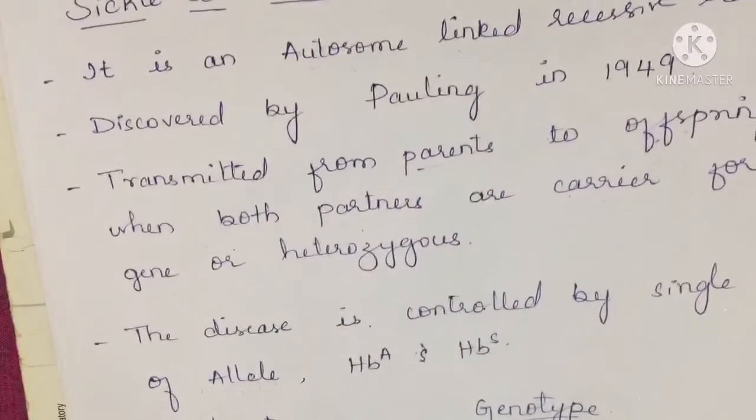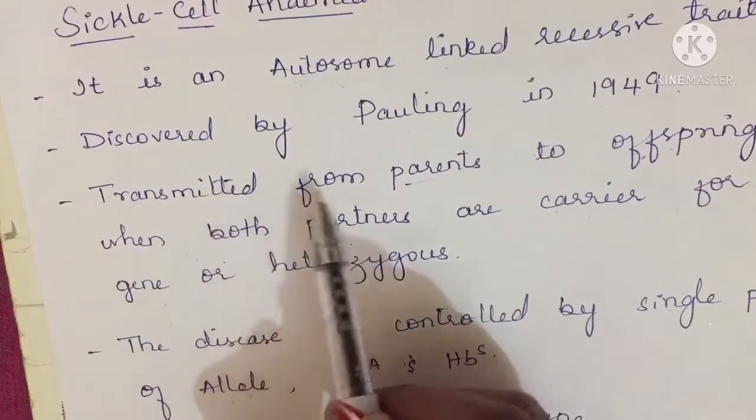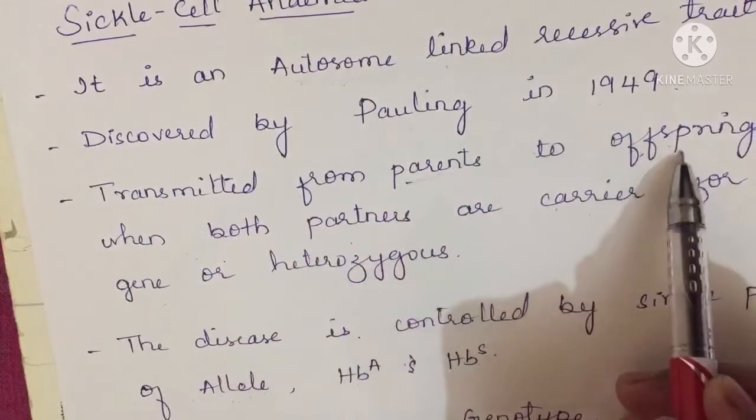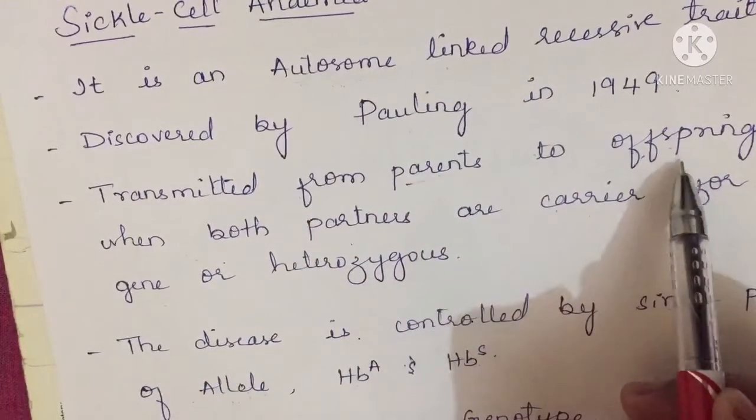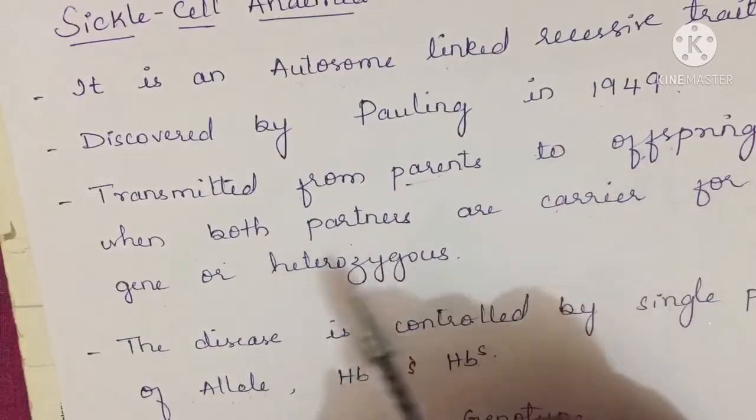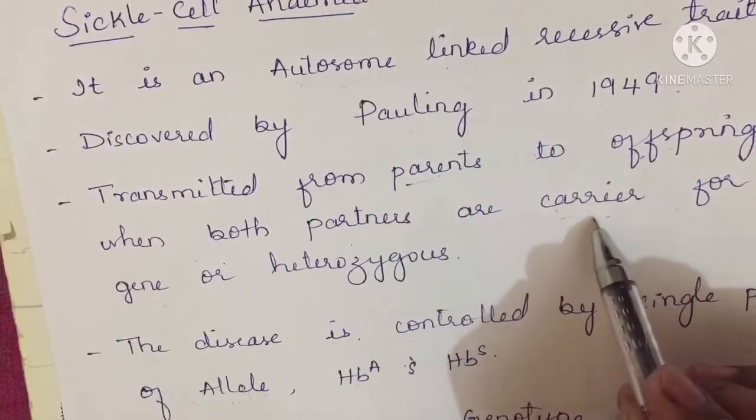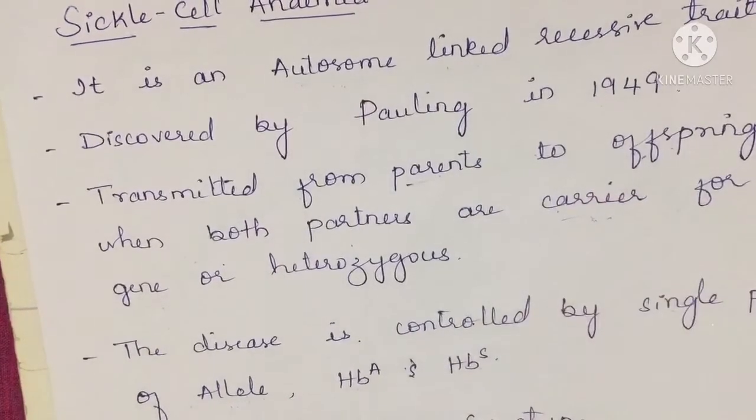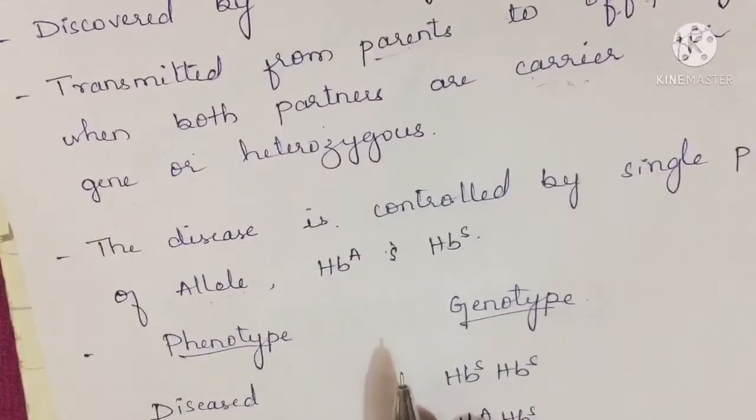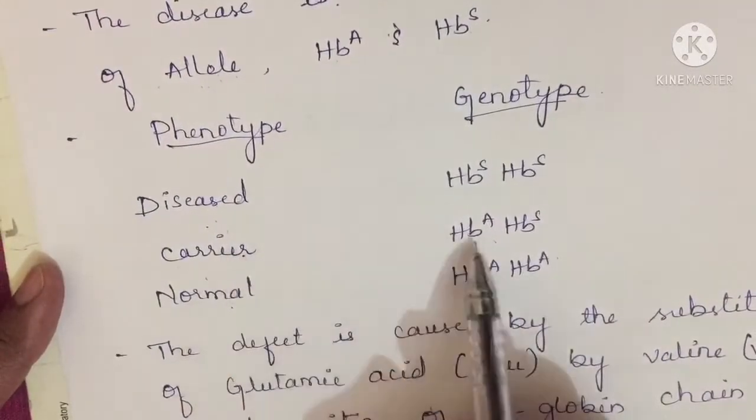We shall come back to the second statement we discussed. Sickle cell anemia is transmitted from parents to offspring when both the partners are carriers for the gene, or heterozygous. Carrier, as we have just seen, has this genotype. Both the partners should have this.